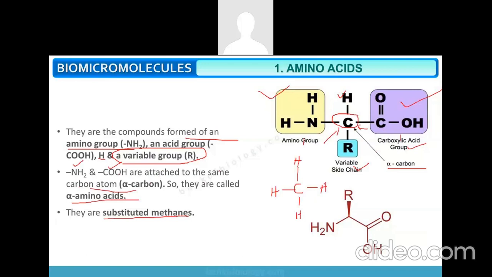and it is CH4 which has been substituted by different kinds of functional groups in place of hydrogens. The amine is substituted here, and then the carboxylic acid is substituted here, and there is a variable R chain that is substituted here, and you can find overall that only one of the hydrogens is completely left free. So as a result, you can call them substituted methanes.